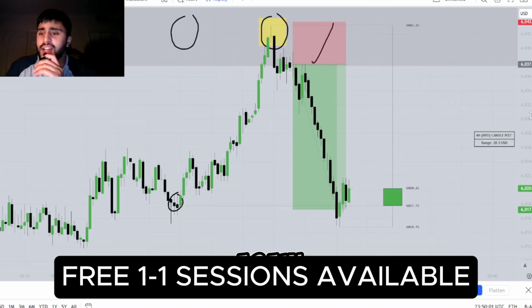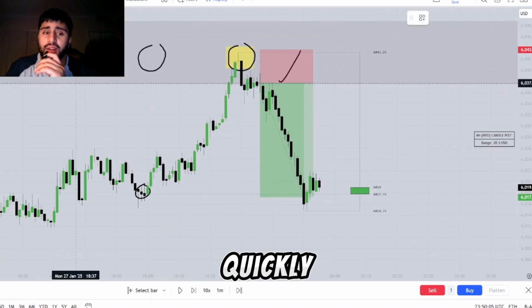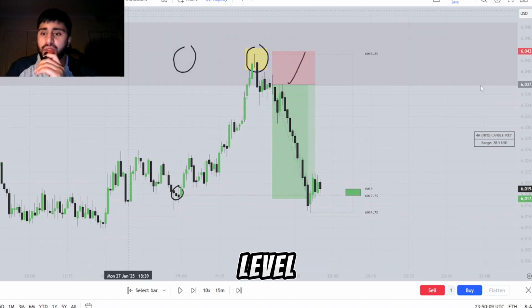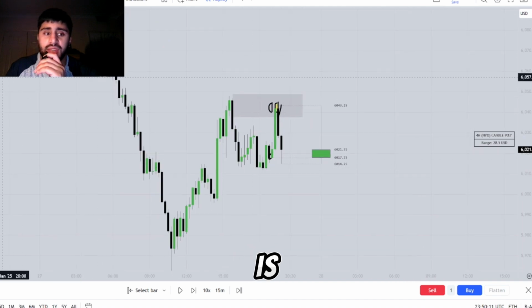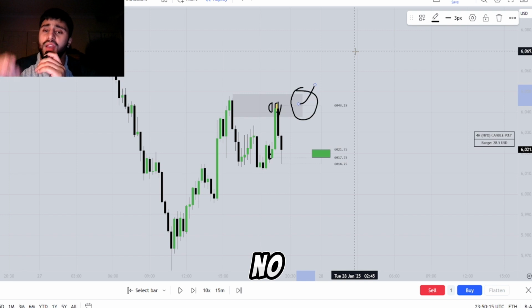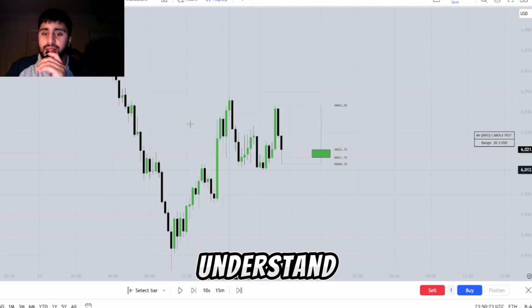So again, catching trades like this all comes down to using a few basic principles. Let's quickly go over them, right? So the first thing we're looking for, again, is a level, a key level: a 15-minute fair value gap. This is the most important thing. A 15-minute fair value gap has to be there, right? No level, no trade. It's as simple as that, right? Very important. No level, no trade. Very, very important to understand that.